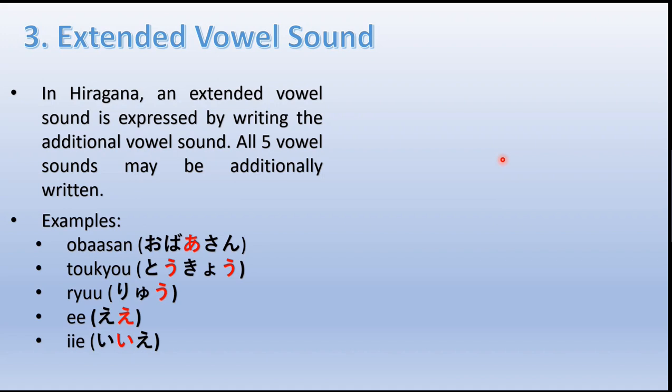Now there is a word obasan, where we can see that this a sound is an extended sound of this ba, obasan. Similarly, Tokyo, Ryu, E, Ie. So in each of these words, we have some additional vowels which have been used to express an extended sound. So this is hiragana. Now in katakana, for writing foreign words of similar extended vowel sounds, what rule is applicable?